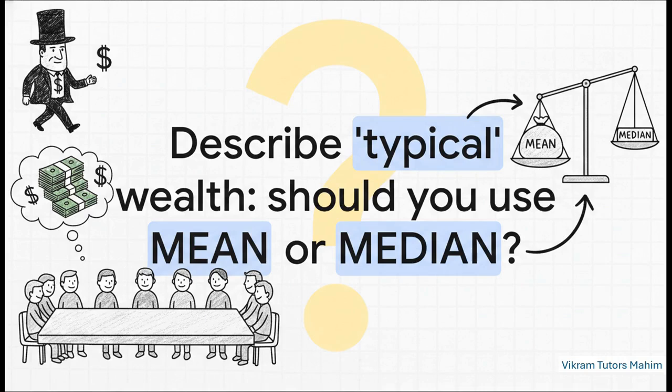All of a sudden, the mean, or average wealth in that room, jumps to over $100 million. But does that number, 100 million, really describe the typical person in that cafe? Heck no. The billionaire is a massive outlier. In this case, what would give you a better picture of the typical person's wealth? The mean or the median? It just goes to show you, choosing the right tool makes all the difference.